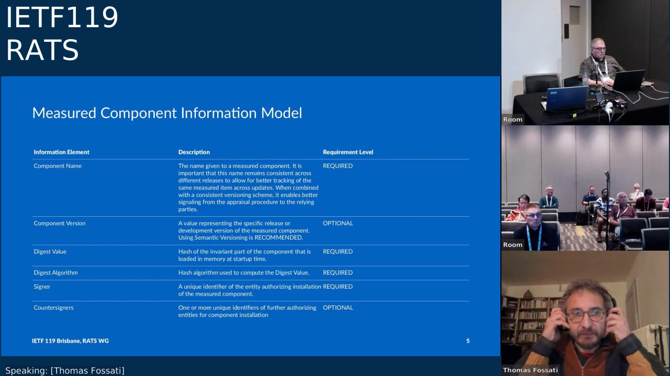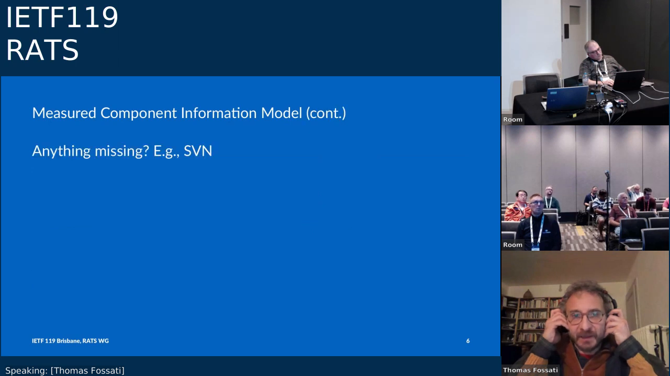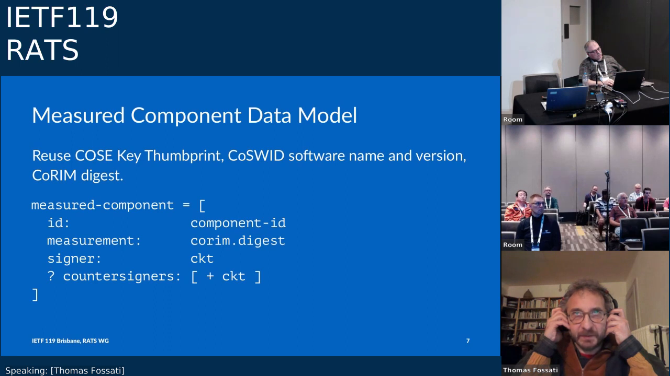And yeah, we started with the info model, right? So we stepped back a bit and defined the info model, where we describe the information elements that we want to use within this compound claim, with a clear description and requirements level. And these are those: component name, component version, digest value, which is the core thing, digest algorithm, the signer and countersigners. And we think this is pretty much what we want to have. Next, please. Except maybe there's something else that people might want, for example, SVNs. We were asked to look at this as well, but we are open to any comments on this, so that the information model covers as many use cases as possible. Next, please.